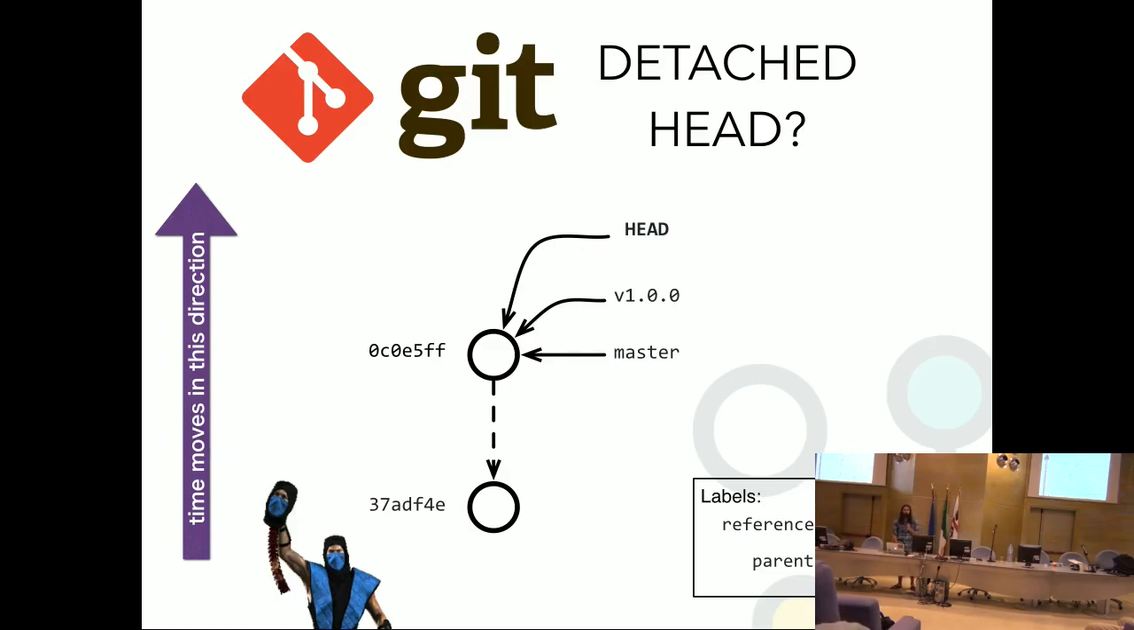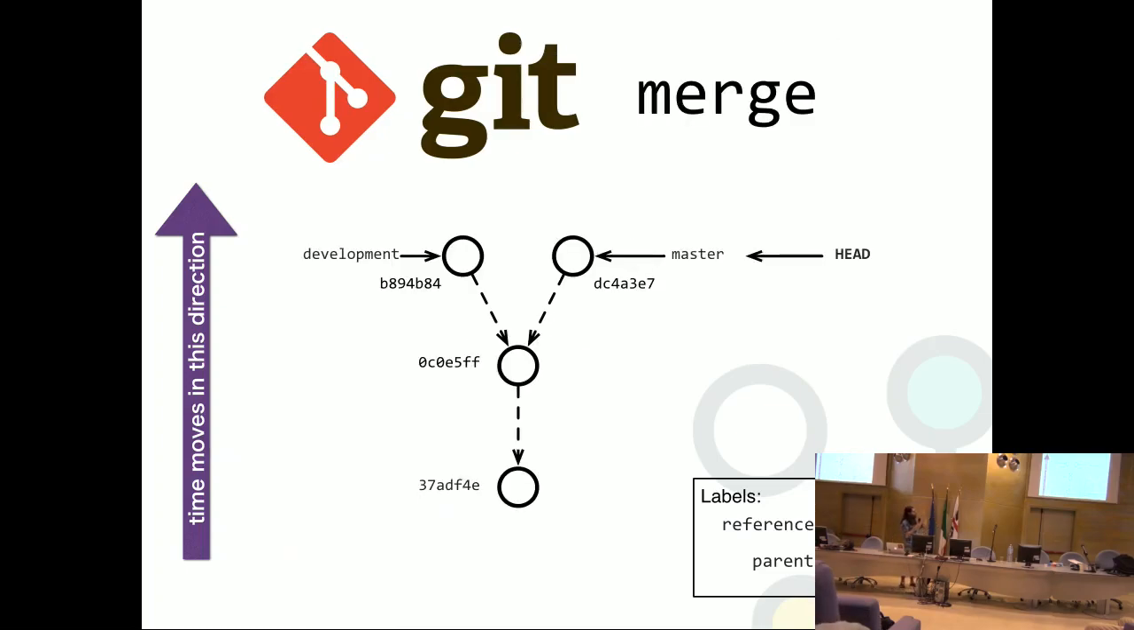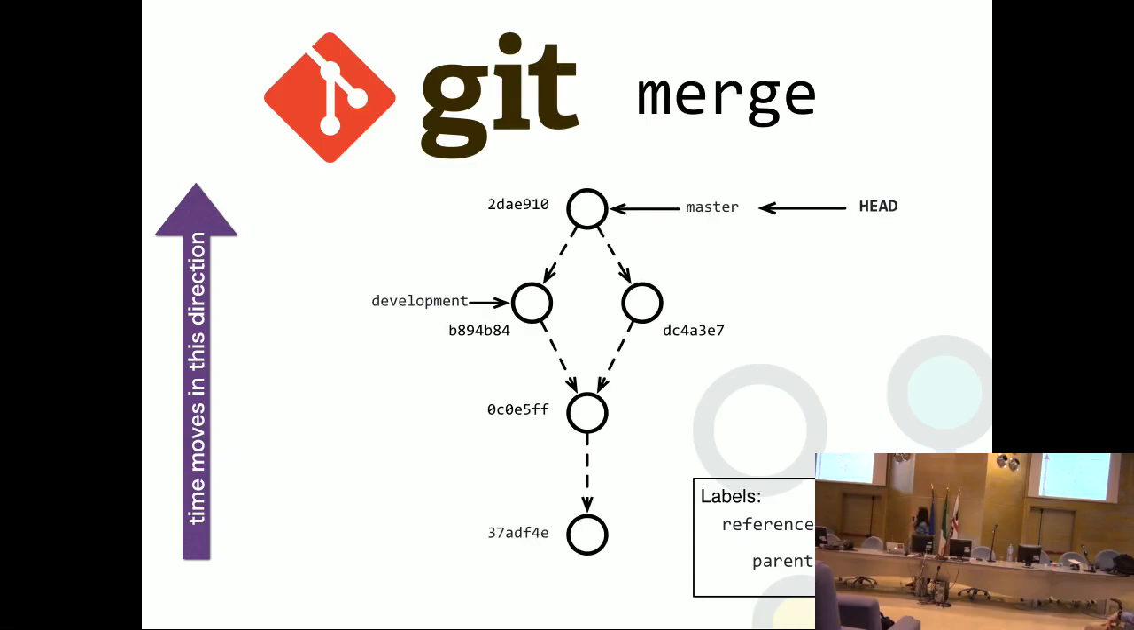So the next operation is merge. Here we are in the same graph as before. We have two branches, development and master, and we are working on the master branch. I want to merge what I did in the development branch into my master branch. So what does it do in my graph if I do that? Merging is not just a text operation, as I said before. Actually, it's an operation on the graph.